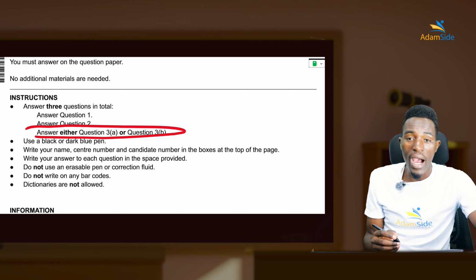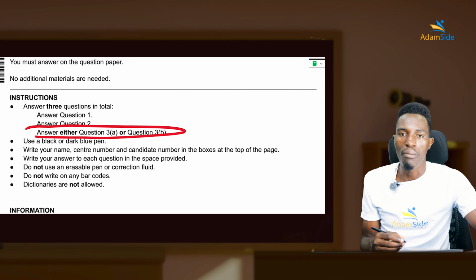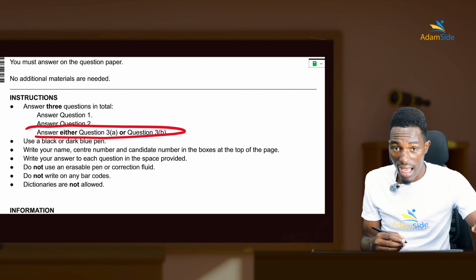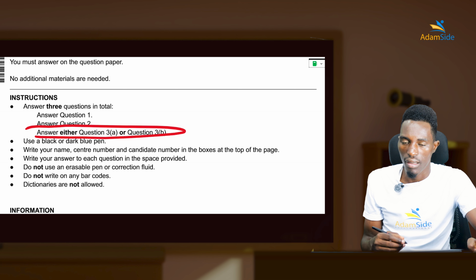This paper has 45 marks. In paper 4, you will have to answer 3 questions, where question number 1 will have 5 marks, number 2 will have 12 marks, and number 3 will have 28 marks. In question number 3, you will have to answer A or B. Don't answer all the questions in question 3. Make sure you choose either A or B.